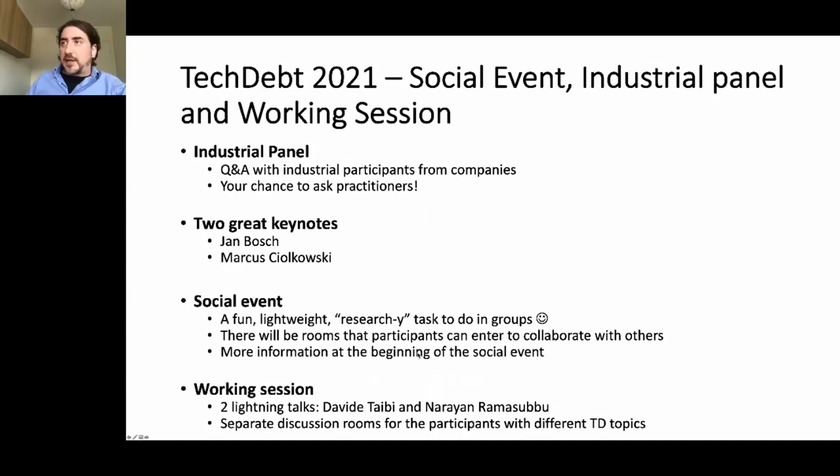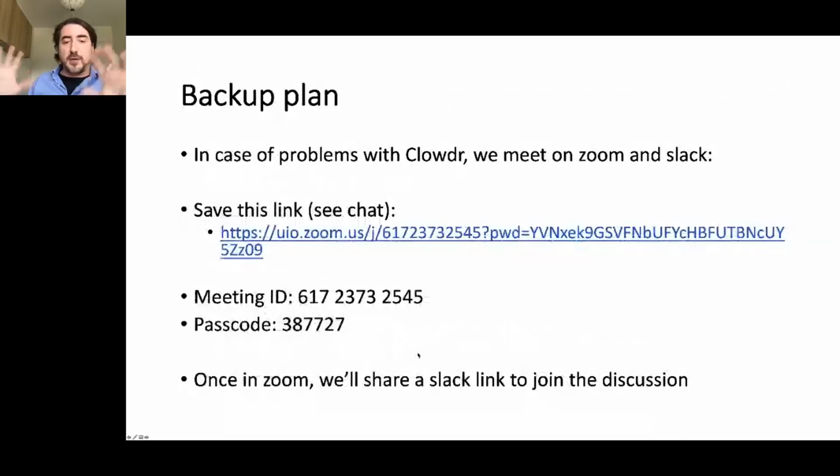I think we have a backup plan. So if Clowder explodes or goes down, or if there is a very, very serious issue, we have also shared in the chat this Zoom link. Please save it somewhere in case there is a major problem. We will see into that Zoom, but otherwise don't use it, please.